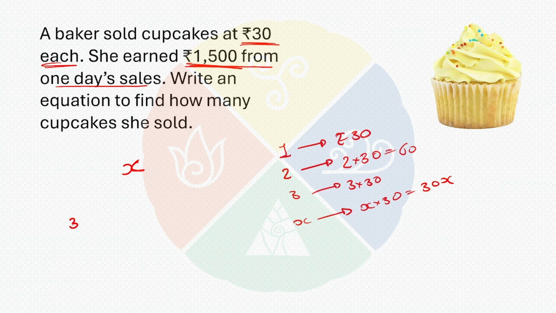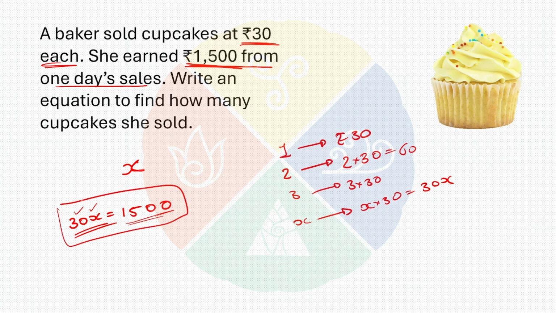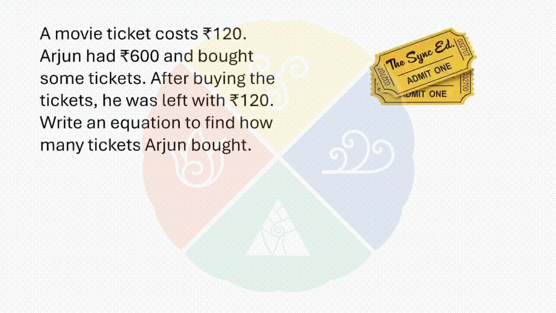So that basically means 30X is equal to 1500. This many cupcakes she sold, this much money she got. X cupcakes into 30. And she made 1500 rupees. So that's the equation. 30X is equal to 1500. One more problem. Find an equation for this.